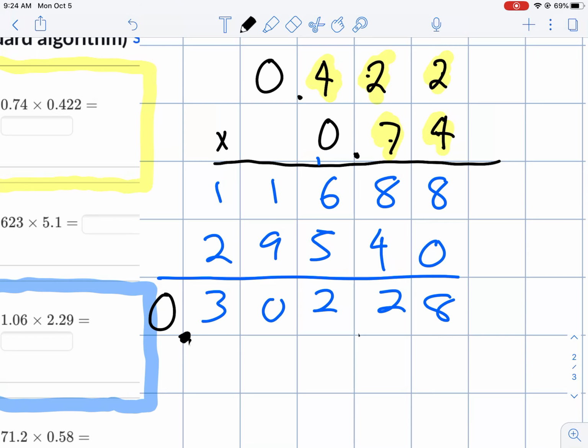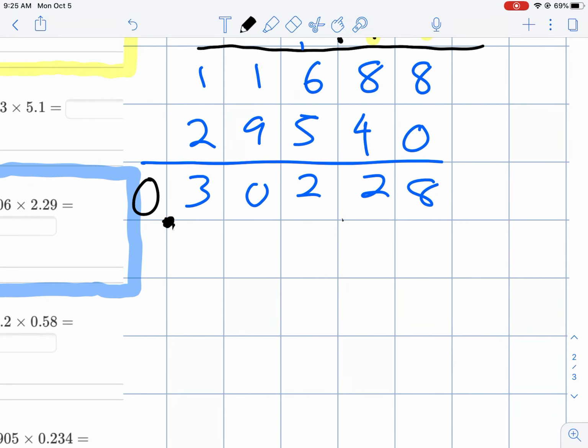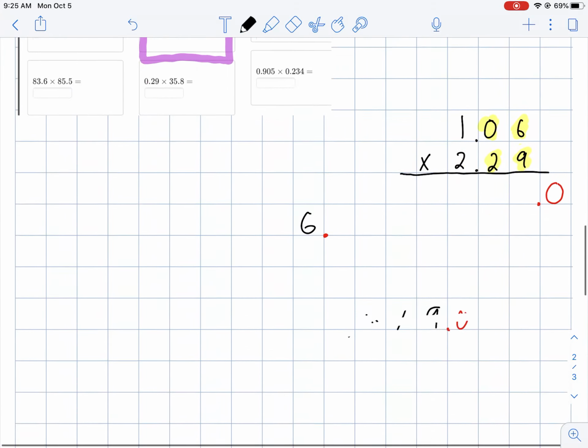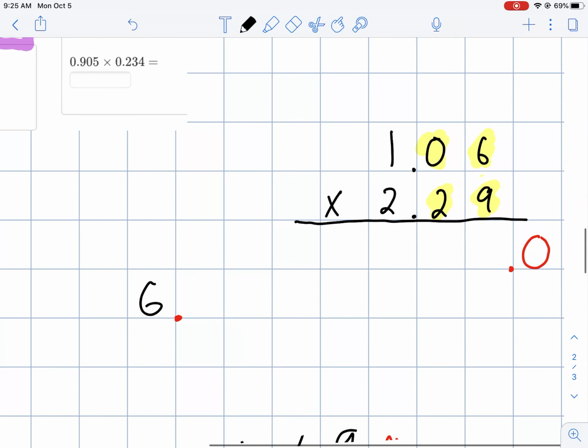The decimal point ends up right in the front. I'm a big fan of when that happens, of you not writing that as .30228, but as 0 point, because that 0 there does actually hold value. It holds the value of saying that this number is less than 1. So I'd be a big fan of seeing something that looks like that. Kind of cool. Then one more here, finish it up.